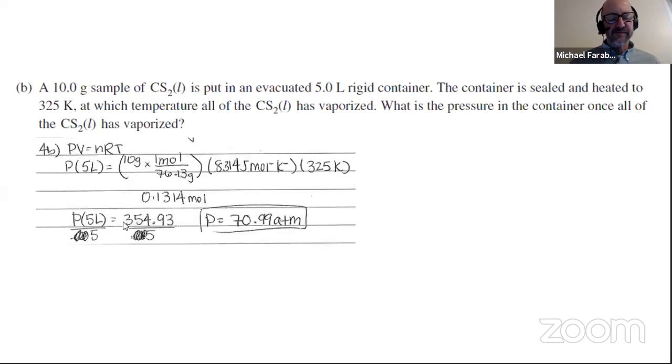Here's what the student did. PV equals nRT. They have P for pressure, which they're trying to solve. They have 5 liters. They have converted 10 grams of CS2 into moles. So think about if that looks correct. They have 8.314 joules per mole Kelvin. They got that number for R off of the equations and constant sheet. And then they have 325 Kelvin, which was given in the problem. So they calculated the moles, did the math, and got 70.99 atmospheres. Think about what they did right, what they did wrong or is incomplete, and how you would construct an appropriate response to this question to get the correct answer.